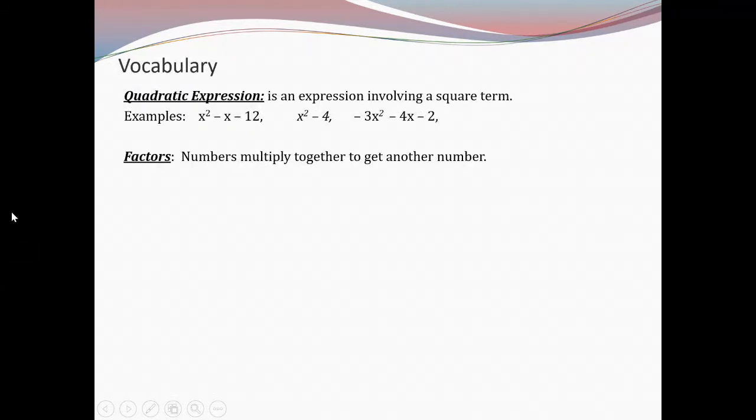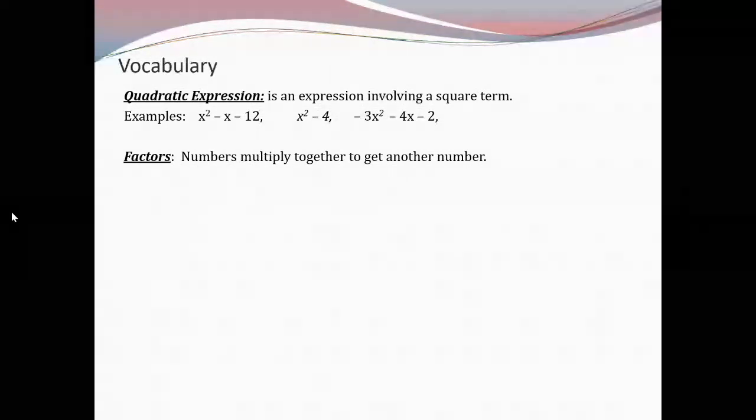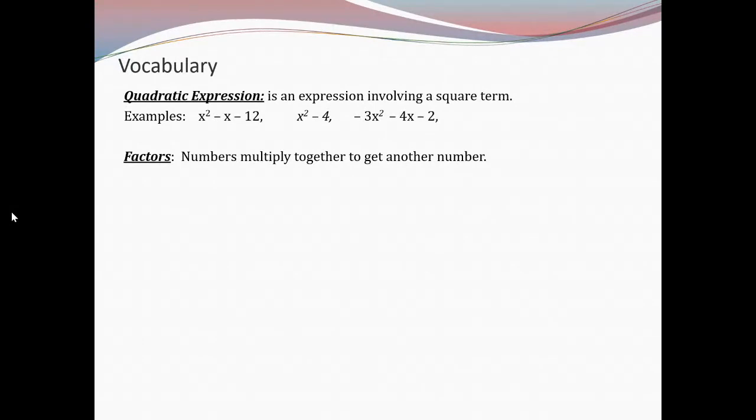Okay, now this is a vocabulary for the factoring workshop. What's a quadratic expression? It's an expression involving a square term. Examples: x squared minus x minus 12, or x squared minus 4, or negative 3x squared minus 4x minus 2. These are expressions because they don't have an equal sign. The difference between an expression and an equation is that an equation has an equal sign, an expression doesn't.